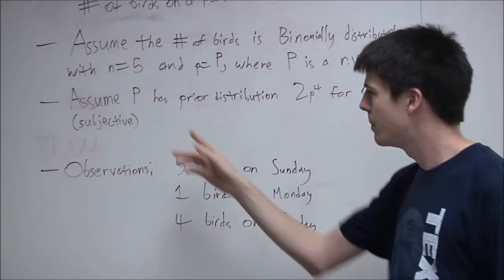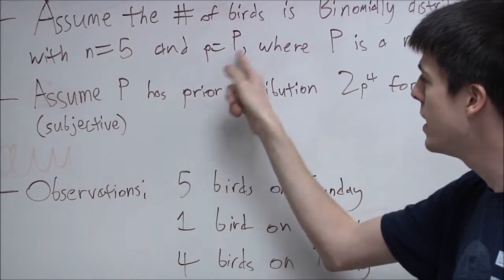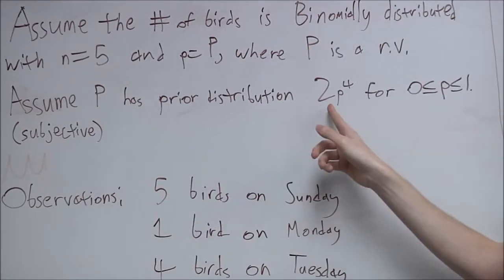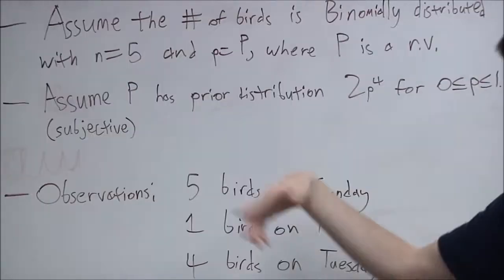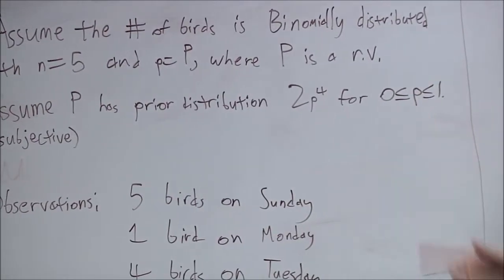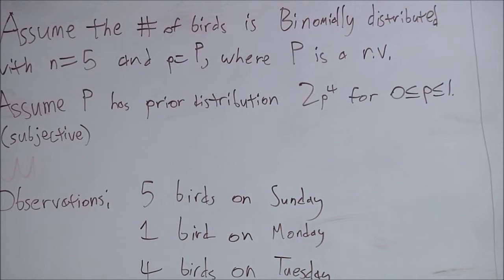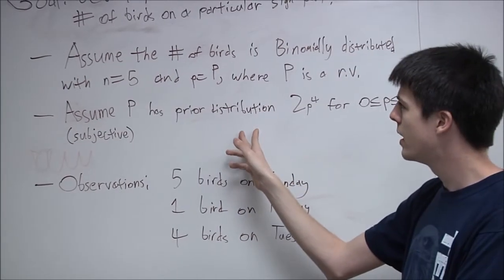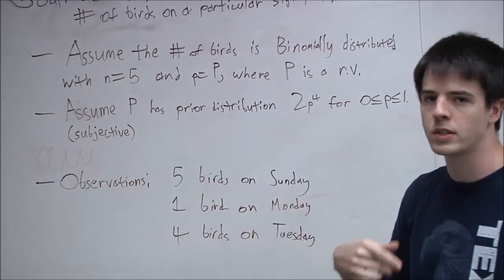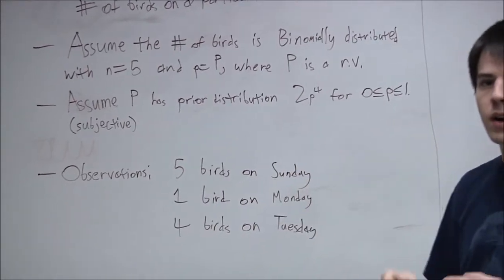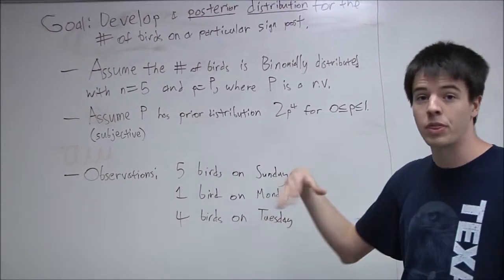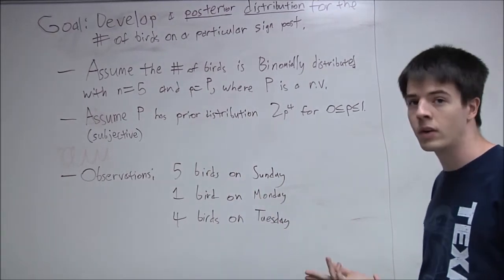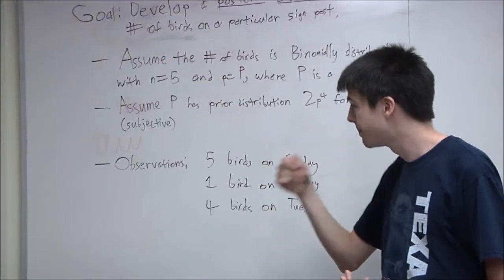And our next piece of given information is that we're assuming that capital P has a prior distribution 2p to the 4th for values of p between 0 and 1, because p is a probability, it has to take on values between 0 and 1. What we're going to do with this prior distribution in developing our posterior distribution is take in these observations and use them to tweak and update our current assumption about the prior distribution into a more accurate distribution for p.